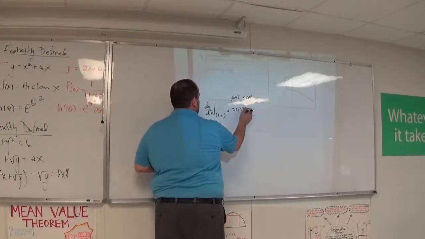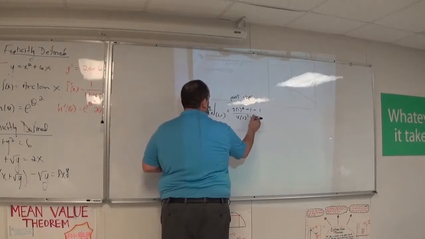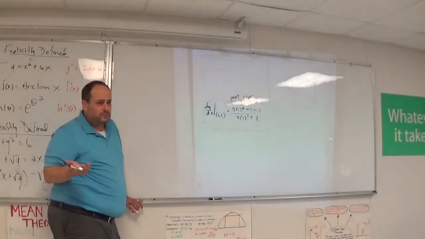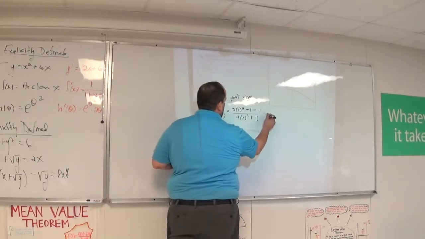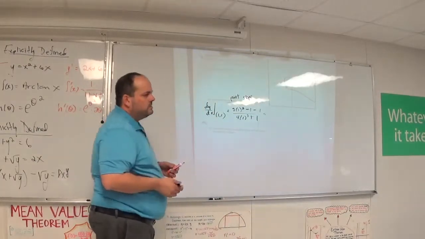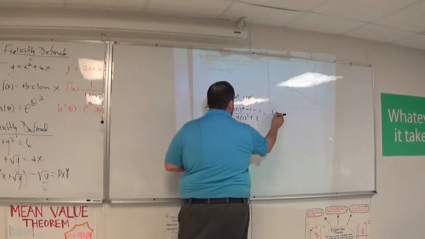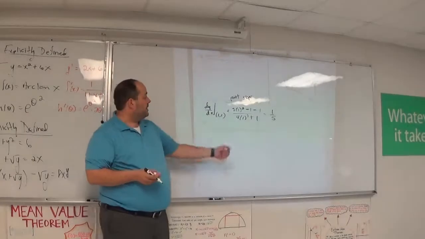And what is that? 3 times 1 squared minus 1 minus 1, over 4 times 1 cubed plus 1. Simplify if you want to. What are we going to get if we simplify? 3 times 1 squared minus 1 minus 1, I think that's 1. 4 times 1 cubed plus 1 is going to be 5. That's the slope.